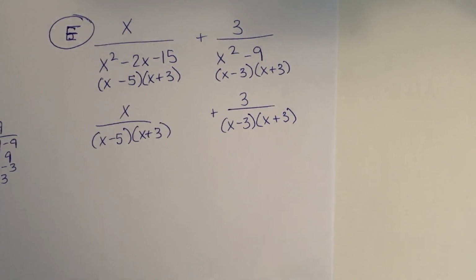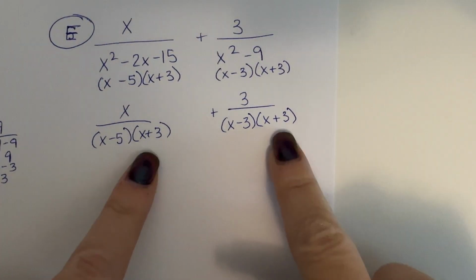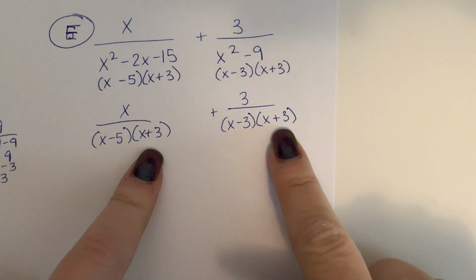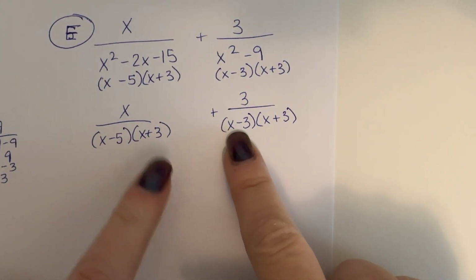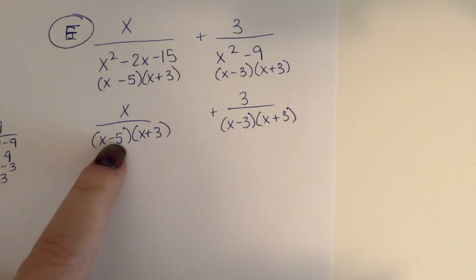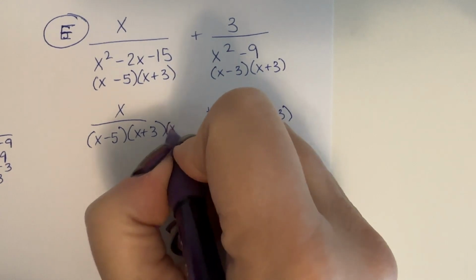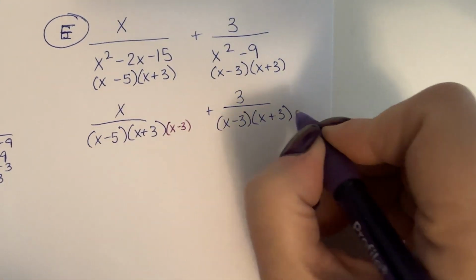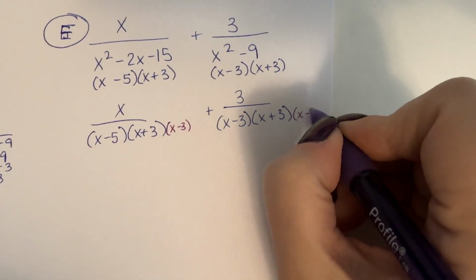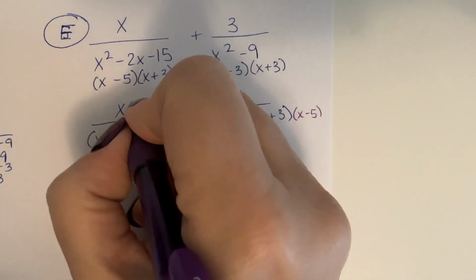Okay, so for these denominators to match, they must have these same factors in them. These both have an x plus 3, but this one has an x minus 3 that doesn't appear on this side, and this one has an x minus 5 that doesn't appear on this side. So I need to get that to match. Okay, and over here I've got an x minus 5 that need to match. Now whatever I do to the bottom, I have to also do to the top.